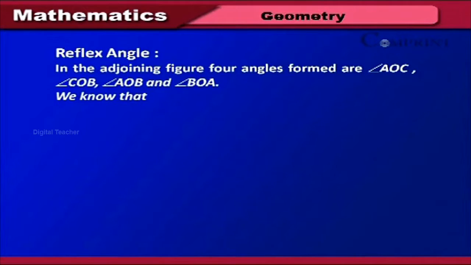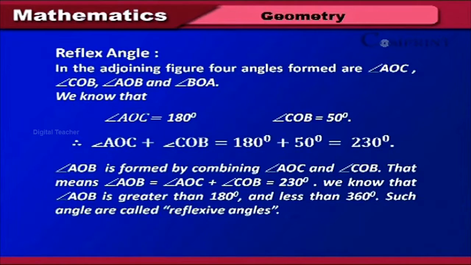Reflex angle. In the adjoining figure, four angles are formed: angle AOC, angle COB, angle AOB and angle BOA. We know that angle AOC is 180 degrees, angle COB is 50 degrees. Therefore, angle AOC plus angle COB is equal to 180 plus 50, which is equal to 230 degrees. Angle AOB is formed by combining angle AOC and angle COB. That means angle AOB is equal to angle AOC plus angle COB, which is equal to 230 degrees.